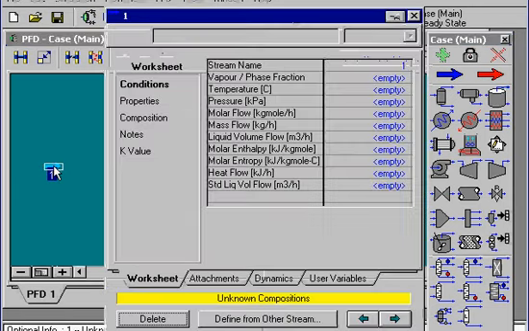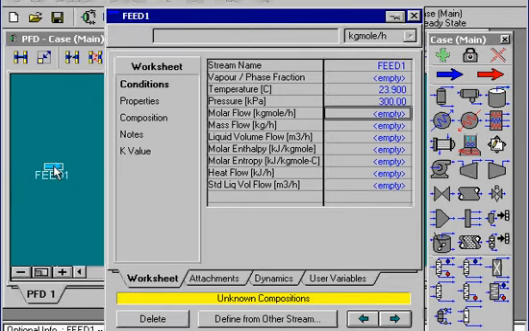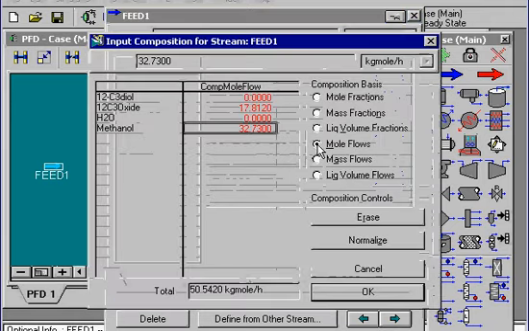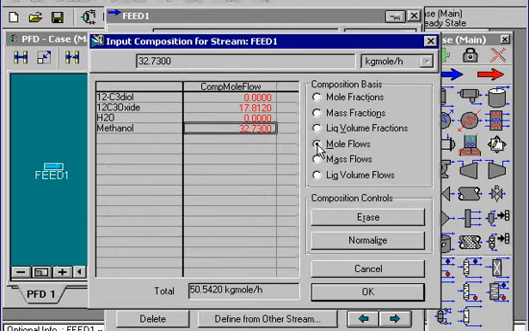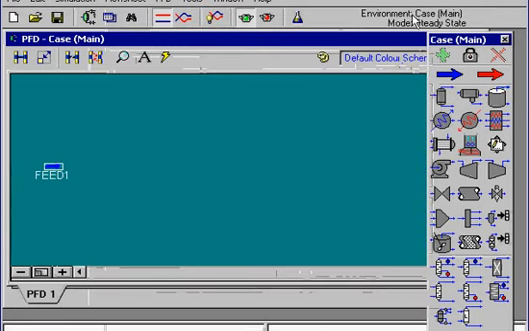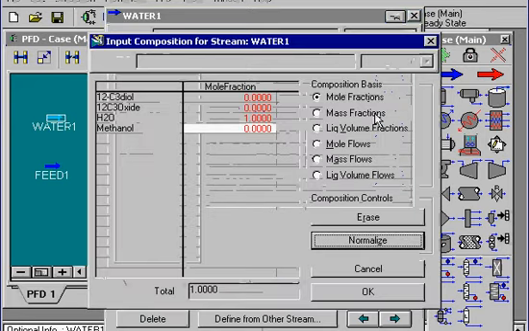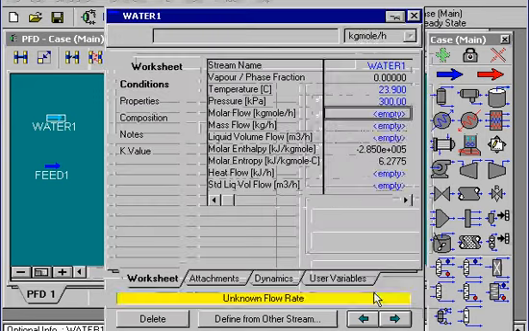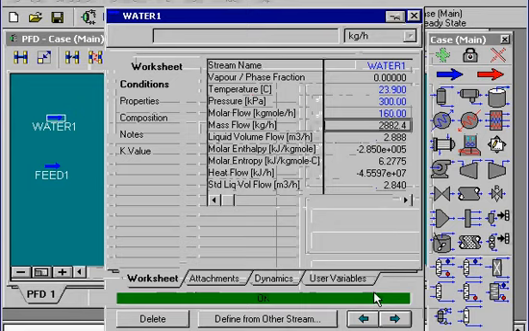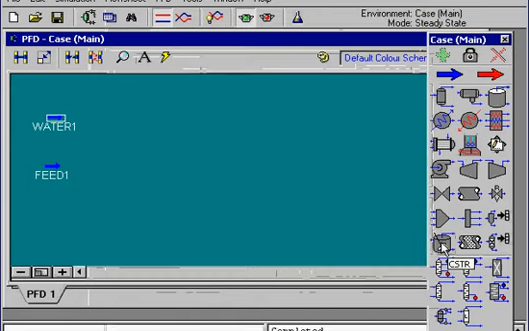After defining the stream name, feed pressure is set to 300 kilopascals and its temperature to 23.9 degrees centigrade. Propylene oxide and methanol are entered, noting that this stream does not include the water. We next introduce the stream water 1 at the same conditions as feed 1, containing only water. The initial molar flow rate is set to 160 kilogram moles per hour, and placed on the PFD.